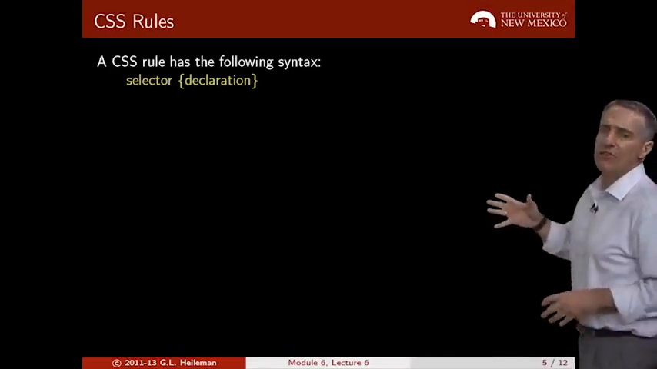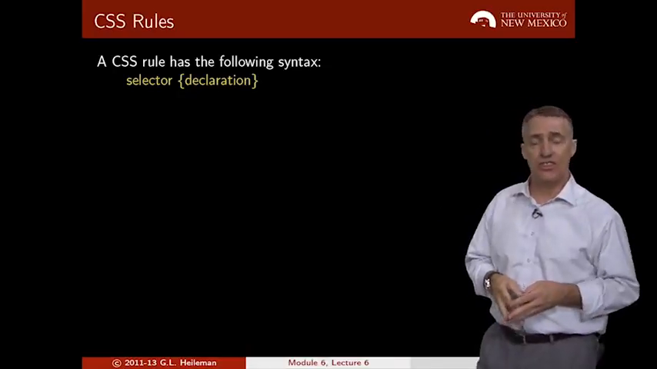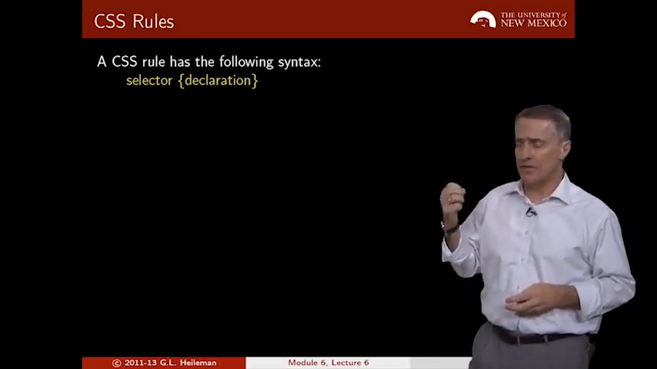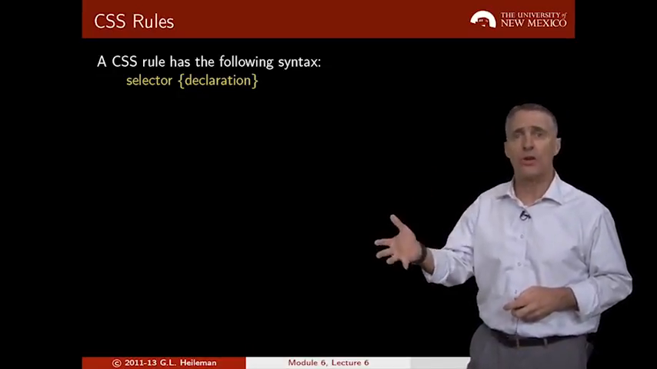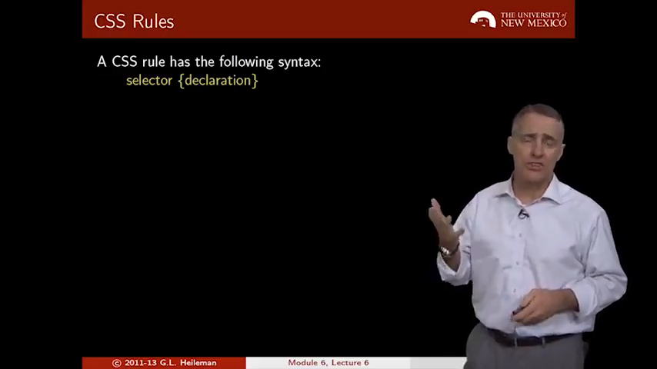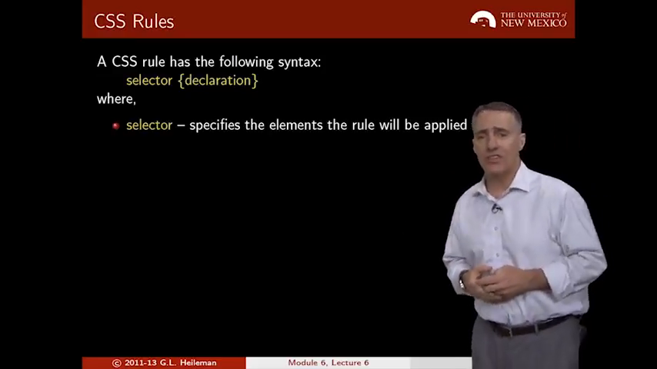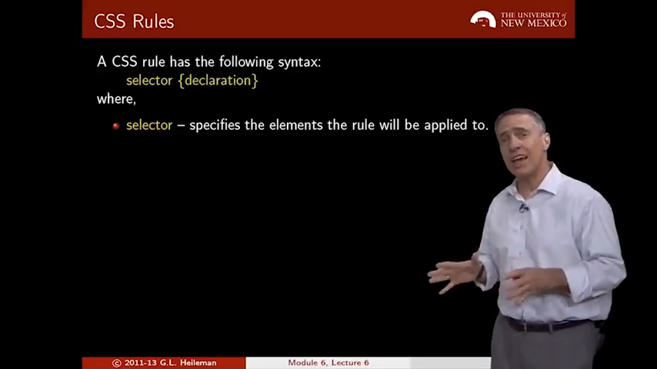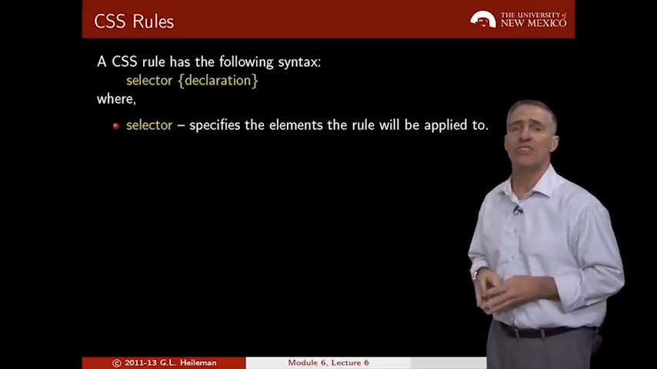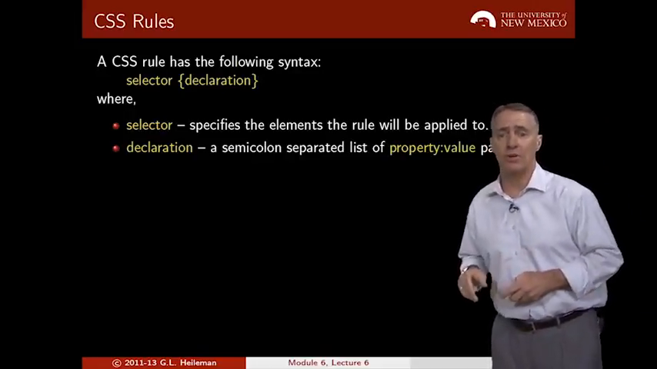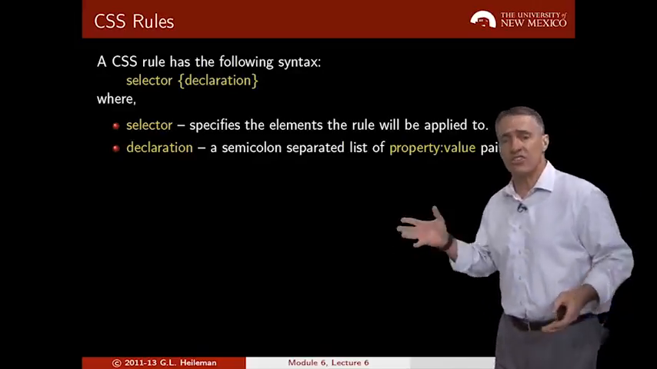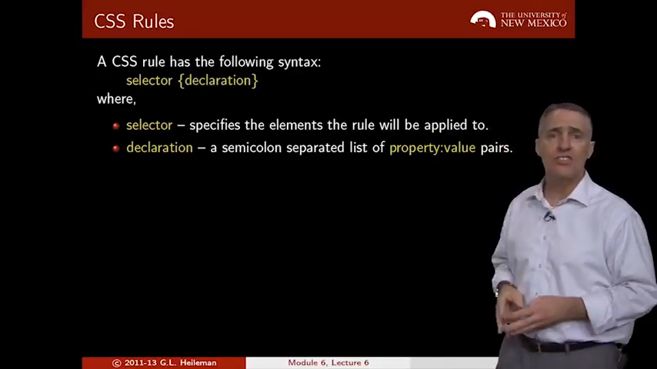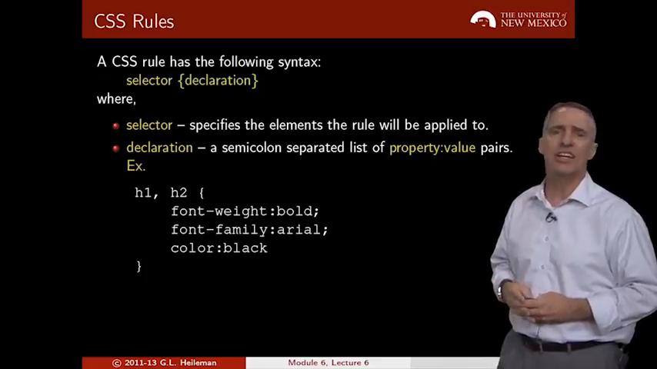Now here's how you specify a CSS rule in a CSS file. It's very simple, just a selector, open curly brace, a list of declarations, and close curly brace. The selector itself specifies which elements, which HTML elements, this rule will be applied to. And then the declaration is a semicolon separated list of property value pairs. Let's take a look at an example.